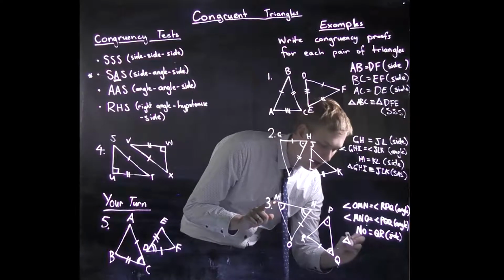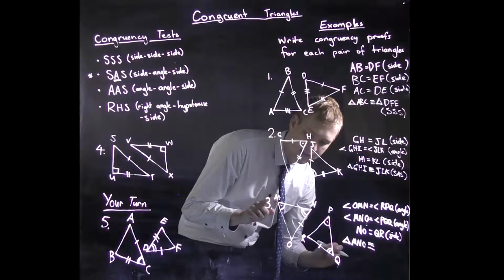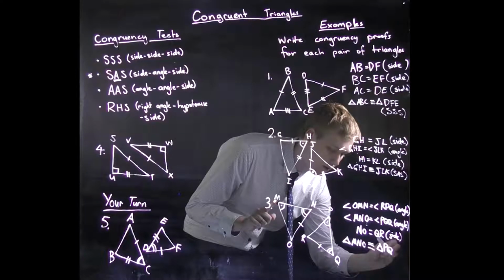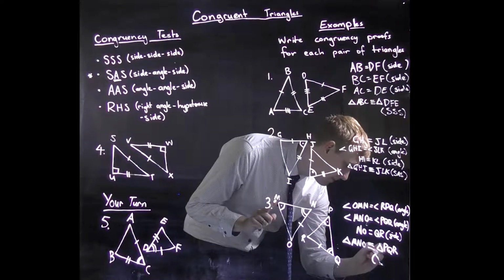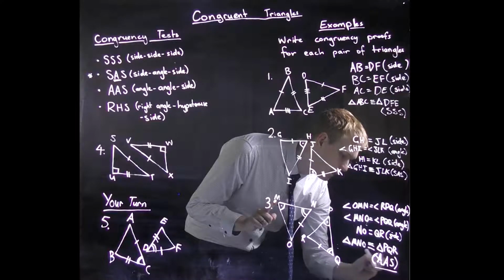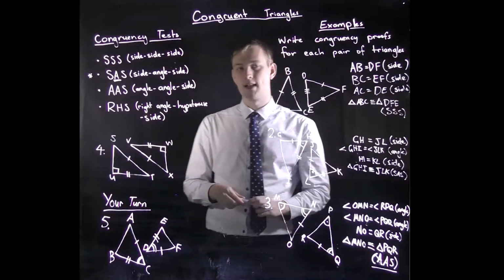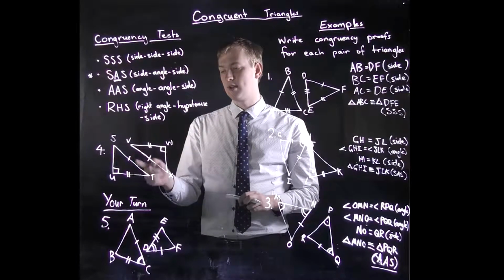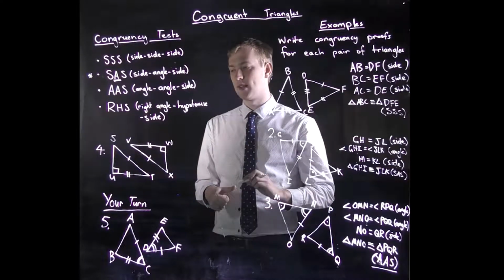Triangle MNO is congruent to, we need to start at the same point, so we'll start at this angle. Triangle PQR, and our proof is angle, angle, side. Okay, so we've done the three first proofs, and now we're moving on to our last one. So this time we have RHS. You'll notice we have a right angle, we have the hypotenuse and the side, right angle, hypotenuse, side. So we can match these two triangles and prove that they're congruent.